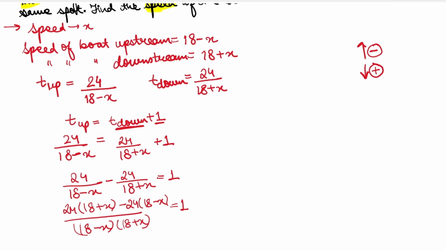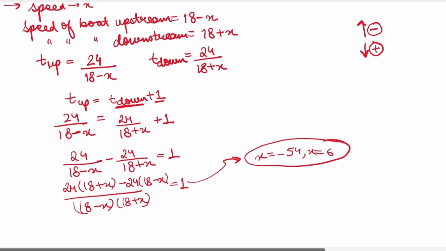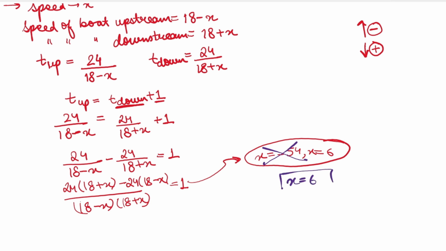ठीक है. अब इसे पूरा solve करने के बाद जो हमारा answer है that becomes x is equal to -54 and x is equal to 6. तो इन दोनों में से, क्योंकि question बोला speed निकालने के लिए, again हम किसे discard करेंगे, so we will discard this negative value, क्यों, क्योंकि speed कभी negative नहीं हो सकता, so x becomes equal to 6, so this becomes the final, okay.